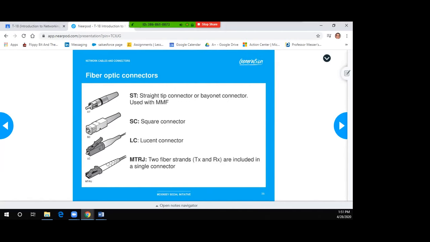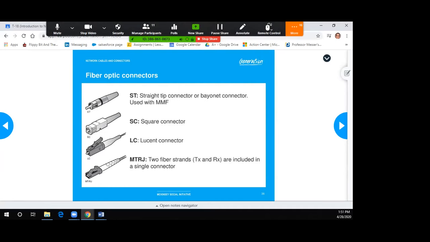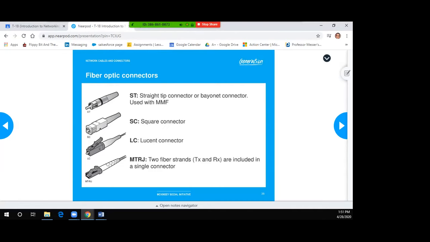ST, SC, LC. I do have a question. Is fiber optic cable expensive? Usually, yes. Some providers offer it. It's the most expensive media out there. Copper is much cheaper per foot. Copper would be your Cat 6, 7 cables. Versus these fibers, which are fiber optic cable. Very, very, very fragile cable too. You've got to be very, very careful with it.